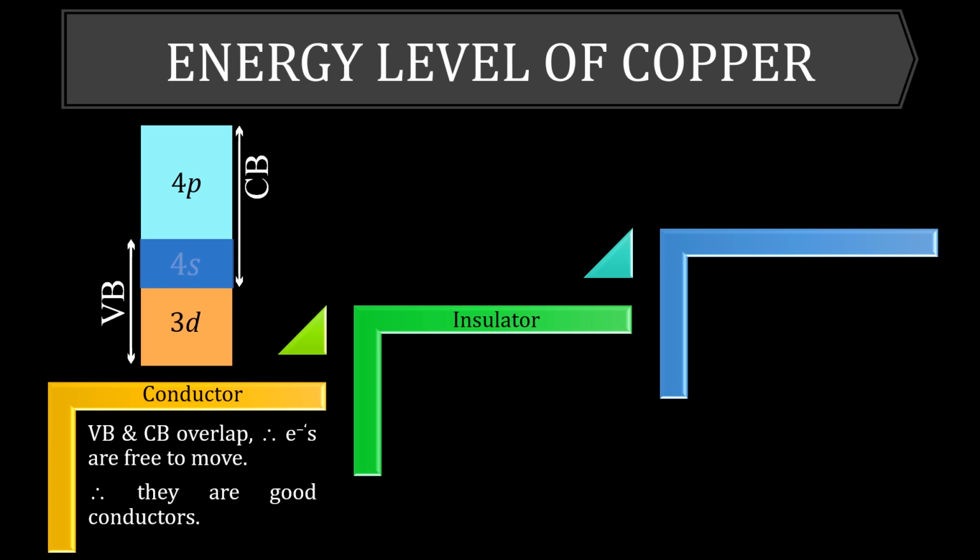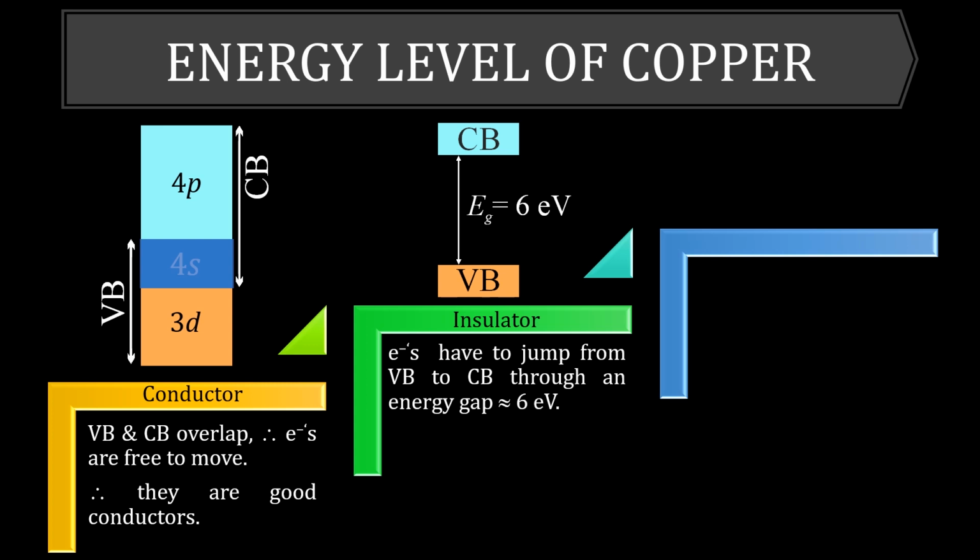Now we shall see insulators. As you can see, in an insulator, the band gap between the valence band and conduction band is very large, of the order of 6 electron volts. Therefore the electron from the valence band of an insulator has to jump to the conduction band, which requires 6 electron volts, and such an energy is not available at room temperature. Therefore it will be hard for electrons to jump and conduct, and that's why we call such a solid an insulator.